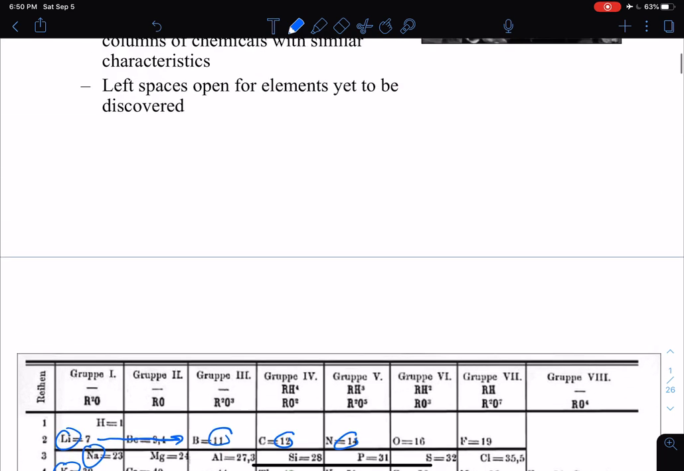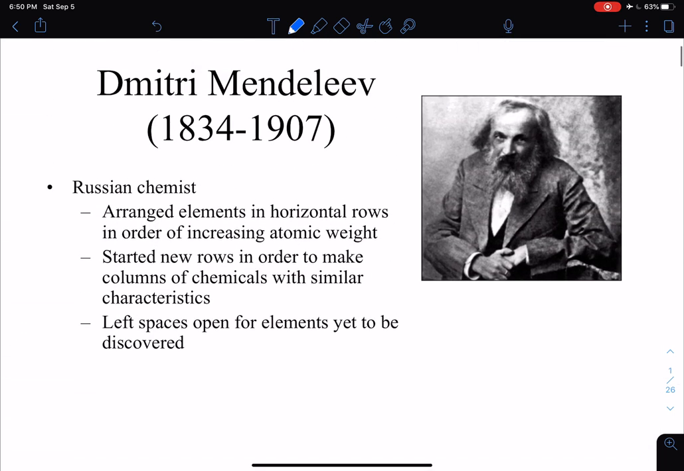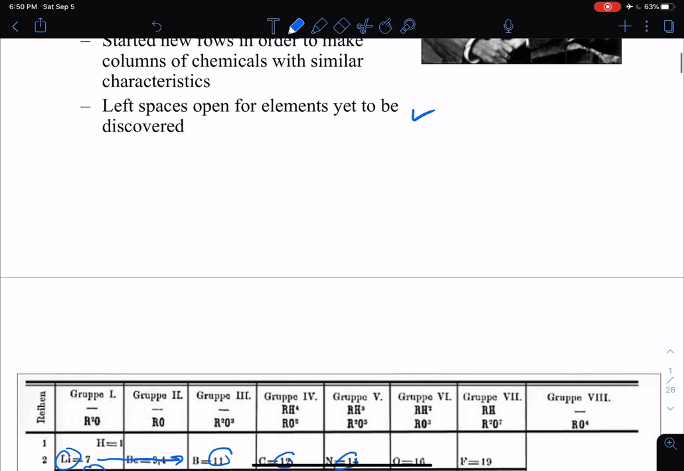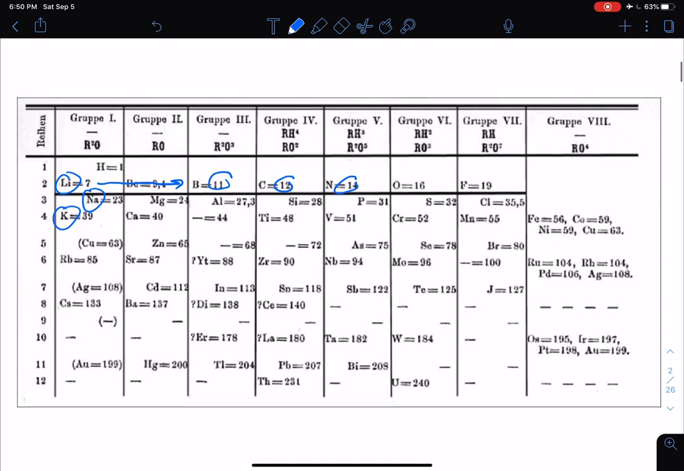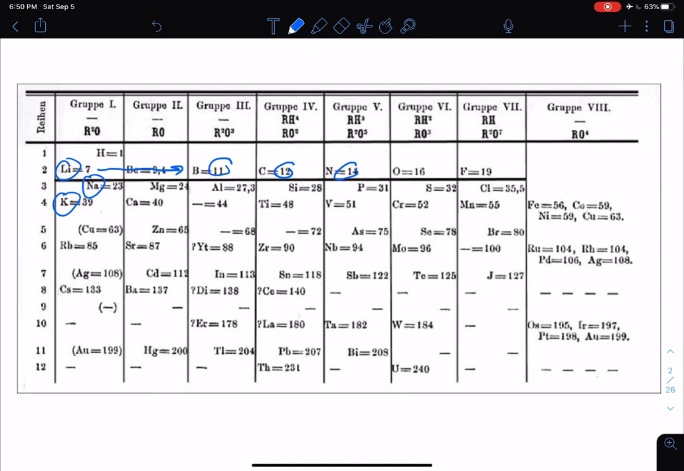Okay, so what he also did that's really important is right here. He left spaces open for elements that he thought would be discovered. And if we look at this periodic table right here, what we'll notice is that we have zinc right here, and next to it is an open space that was predicted to have an atomic mass of about 68.